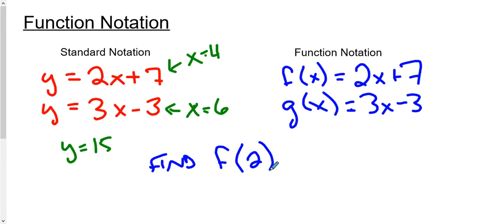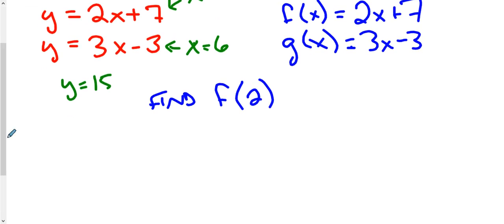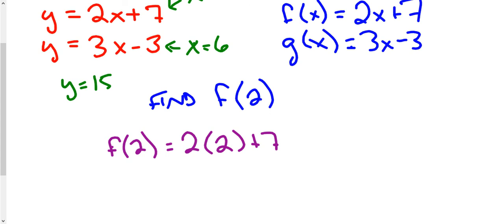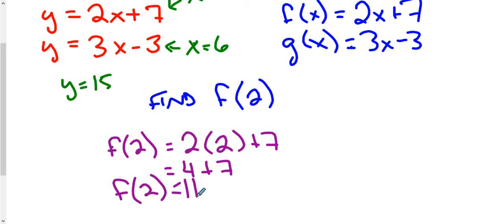Let's go ahead and plug in 2 for f of x and see what we get here. So to find f of 2, I'm going to use the top equation called f, and I'm going to put a 2 in everywhere I see x in that equation. So f of 2, use the top equation, 2 times x will become 2 times 2 plus 7. And we can go ahead and solve this guy. 2 times 2 is 4, plus 7. That leads us to our final answer. f of 2 equals the number 11.